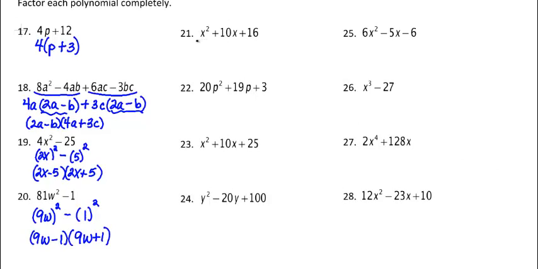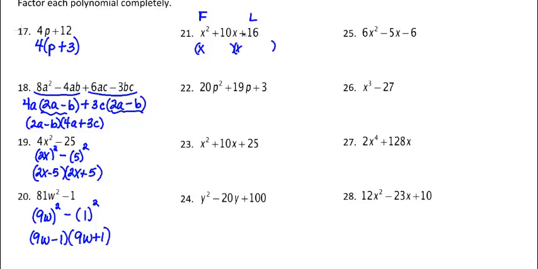Number 21 is a trinomial, x squared plus 10x plus 16. To factor trinomials, we are trying to find the 2 binomials whose FOIL, or whose product, is this trinomial. Remember that the first 2 terms have to give the first term of the polynomial. So to get x squared, we would have to multiply x times x. The last 2 terms are what gives us the last term of the polynomial.